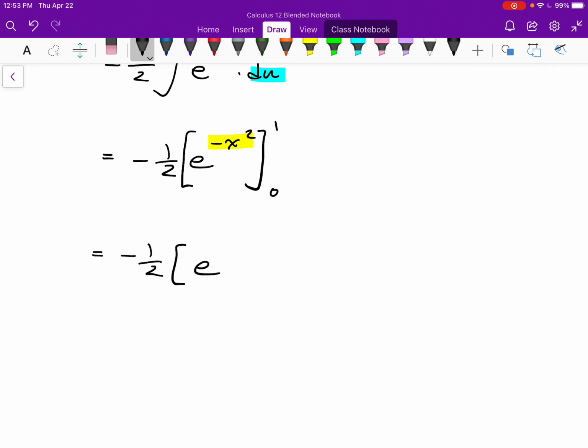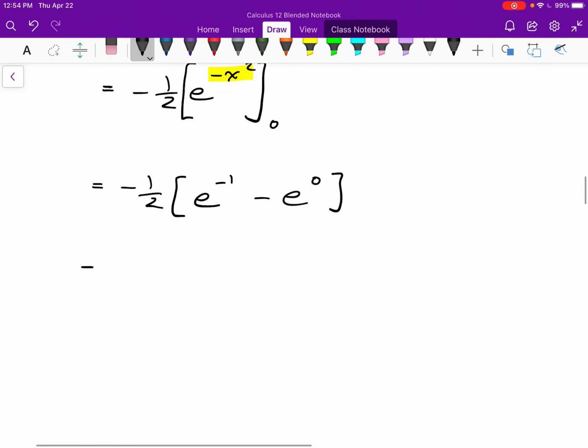And so I get e to the negative 1 squared is negative 1, minus e to the 0, well, minus 0 squared. That's quite nice. What do I have here? I have negative 1/2 times 1 over e minus 1. And the answer is great like this.